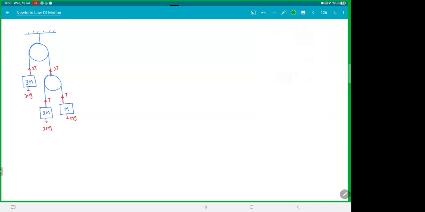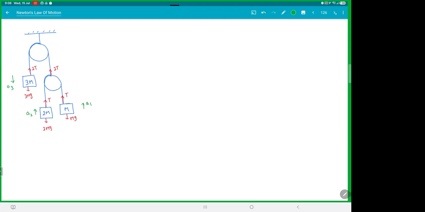Step 2, assign accelerations. This is A1. This is A2. I don't know how they're going, so I'll just assume any direction you want. I can take even this thing is also going up, but I'll take A3 down. It doesn't matter. You can choose any directions you want. Step 2, assign accelerations and find a relation between them.